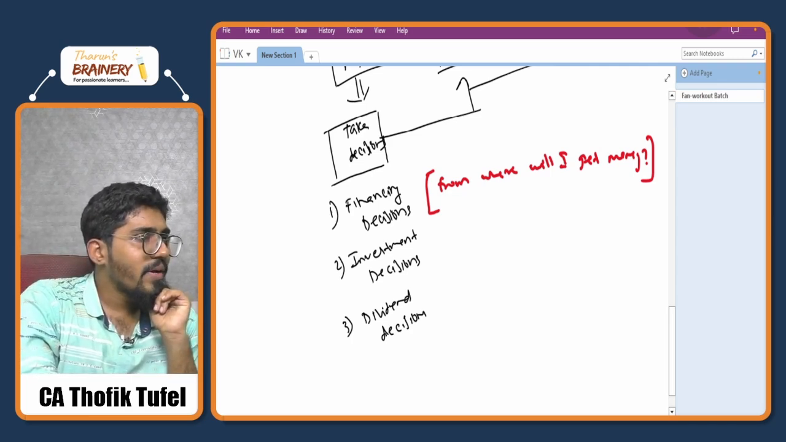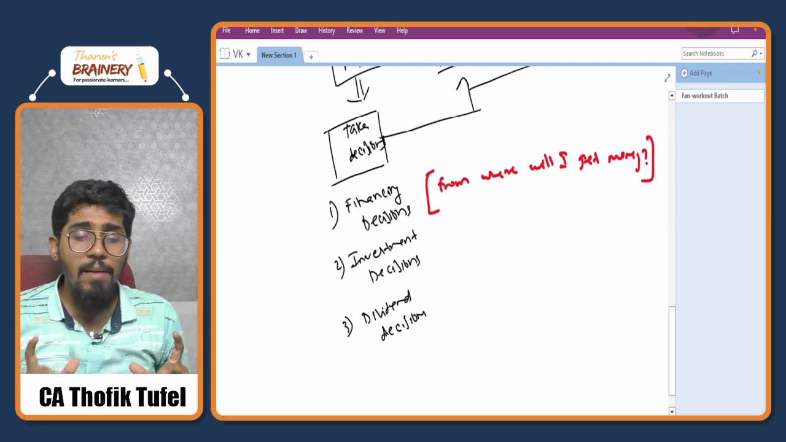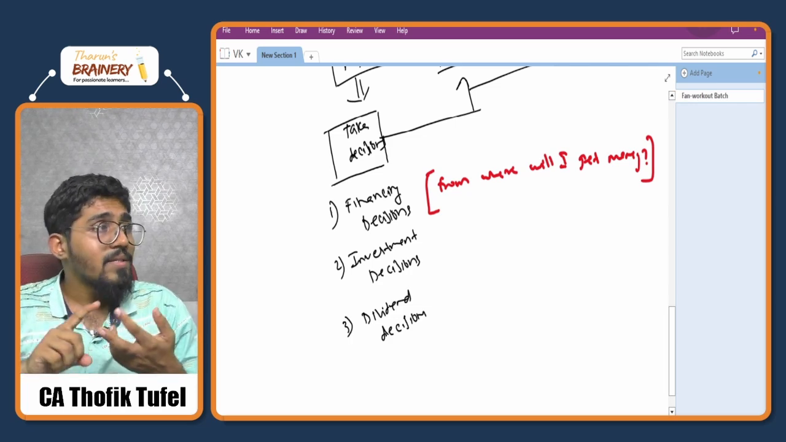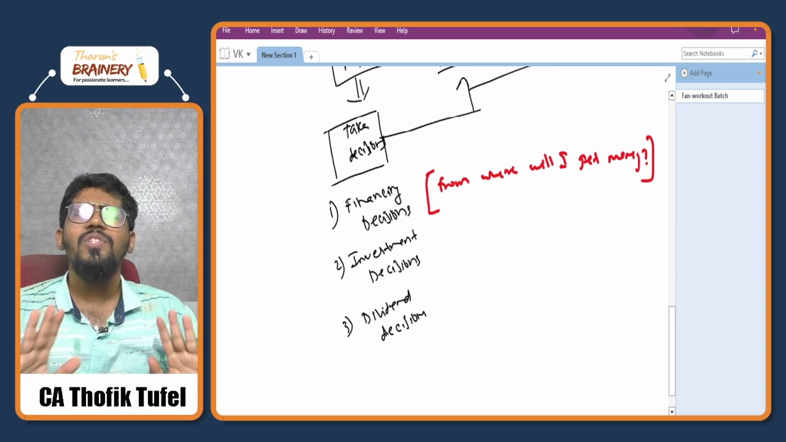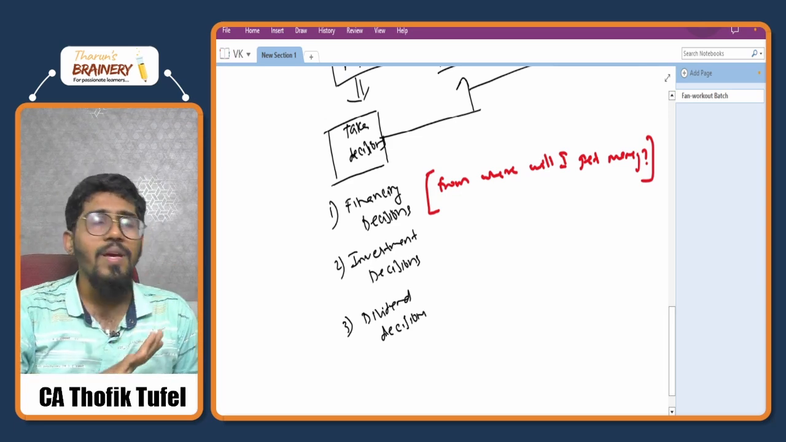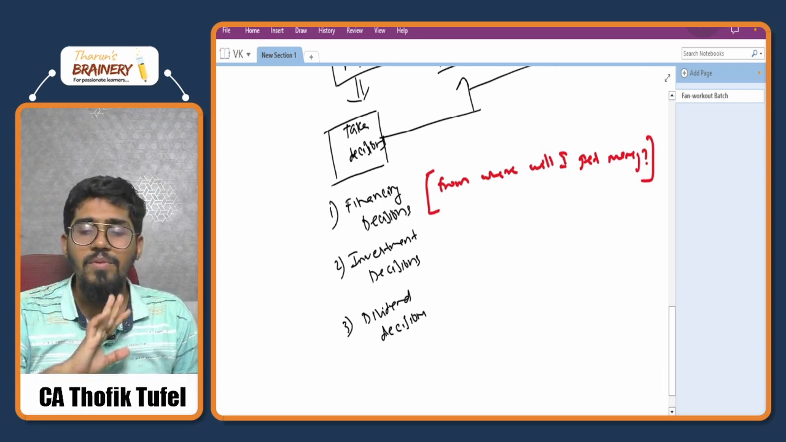Now, let's move ahead. What am I going to do with that money? I'm going to invest that money. I'm going to purchase some land, some buildings, some machinery, or any investment for that matter. The question arises: should you invest or not? If you want to invest, how much should I invest? Or when should I invest? All these questions will be answered in investment decisions.